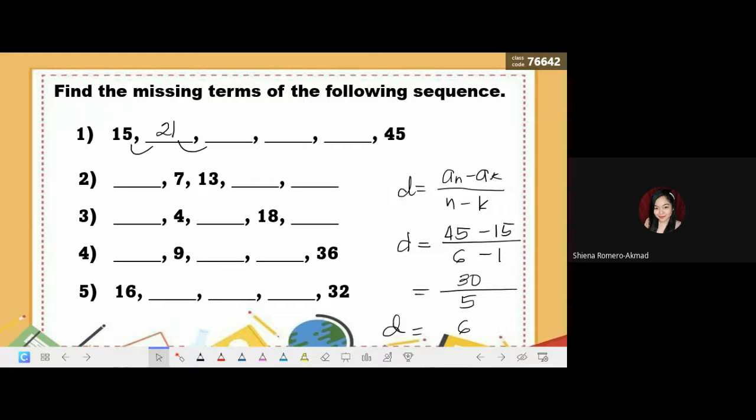Sige, pakituloy na sa in-call messages natin. Ayan. We have 27, 33, 39, and 45 correct. Lumalabas po yung lesson natin. Pakisolve yung number 2. Reduction ng geometric sequence.